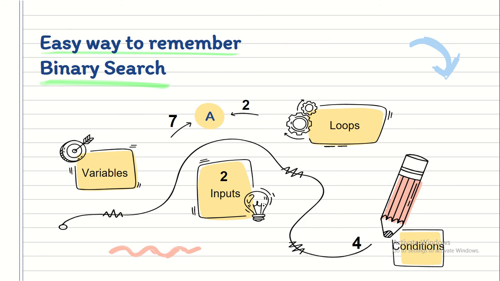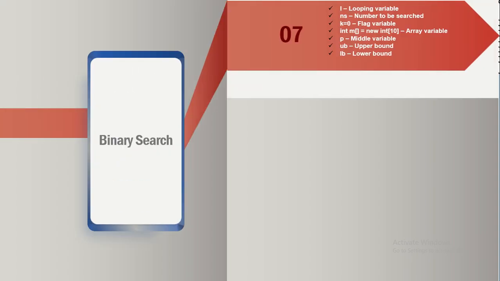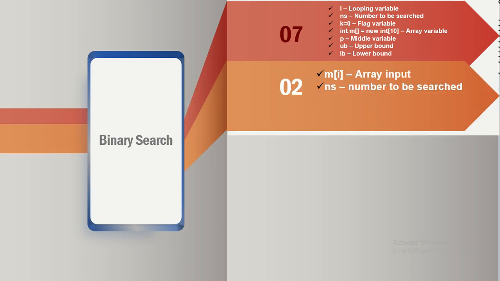The easy way to remember this binary search is that we are using 7 variables, 2 inputs, 2 loops and 4 conditions in this program. Come, let's see how it works. Binary search. The first one is we have got i as a looping variable, ns is the number to be searched, k equal to 0 is a flag variable, int m equal to new int of 10 is the array variable, p is the middle variable, ub is the upper bound variable, and lb is the lower bound variable.